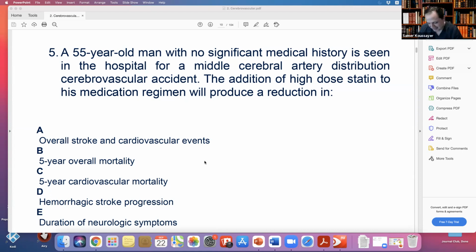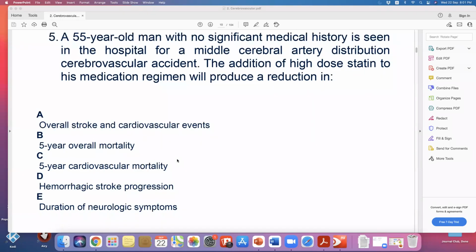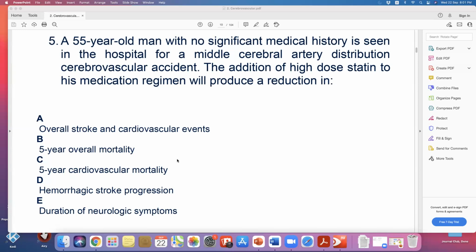Okay, go ahead. A 55 years old male with no significant medical history seen in the hospital for a middle cerebral artery cerebrovascular accident. The addition of high-dose statins to his medication regimen will produce a reduction in overall stroke and cardiovascular events, 5 years overall mortality, 5 years.